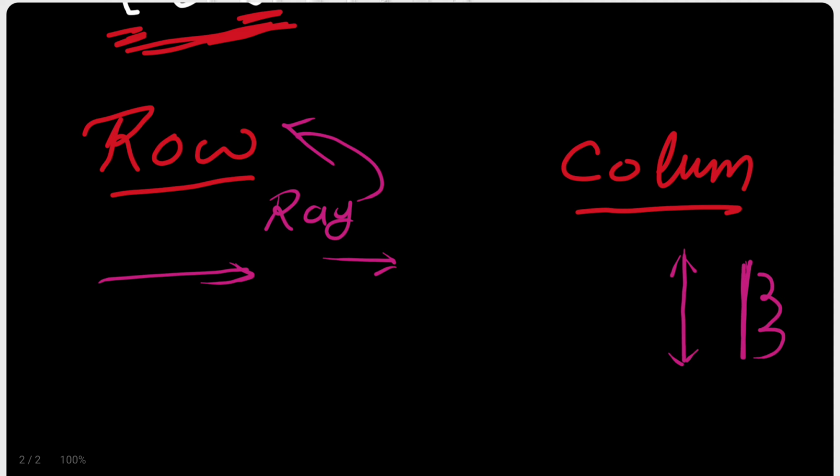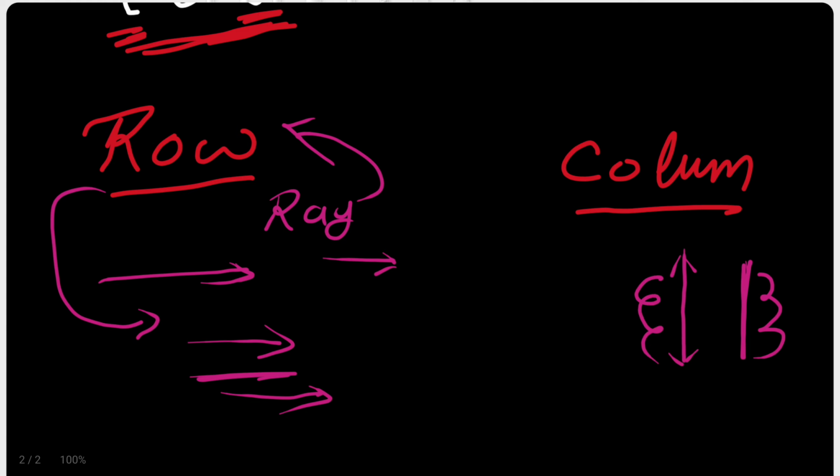So when they ask you row, you have to remember ray. Ray is always like that. And column means we have to remember climb. How can we climb? Just like that. So we have to remember a straight line, and ray means a plain line.